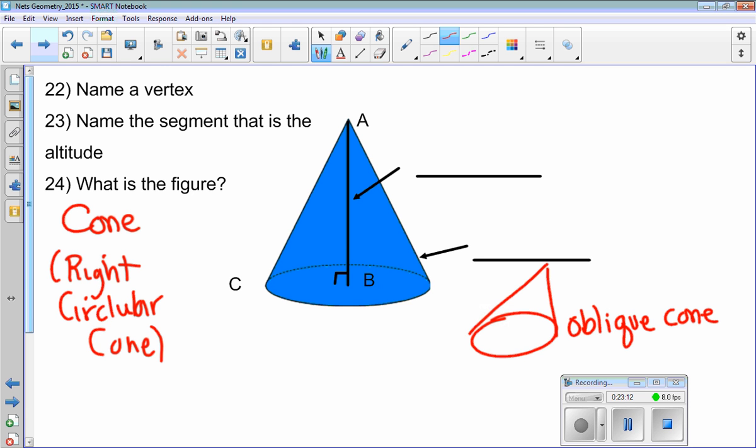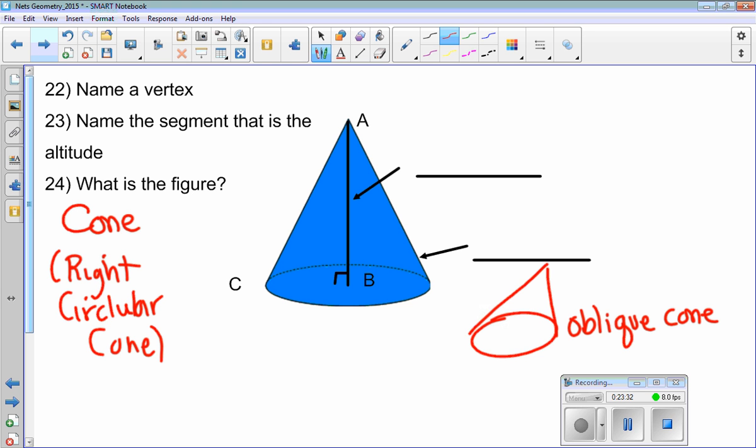The one I just made, the slanted one, is called oblique. It's not in our curriculum, so we're not going to study them. Maybe we'll look at them. But we're going to be sticking with the right circular cones. But if it's slanted off to the side, it's called oblique, in case you need to know.